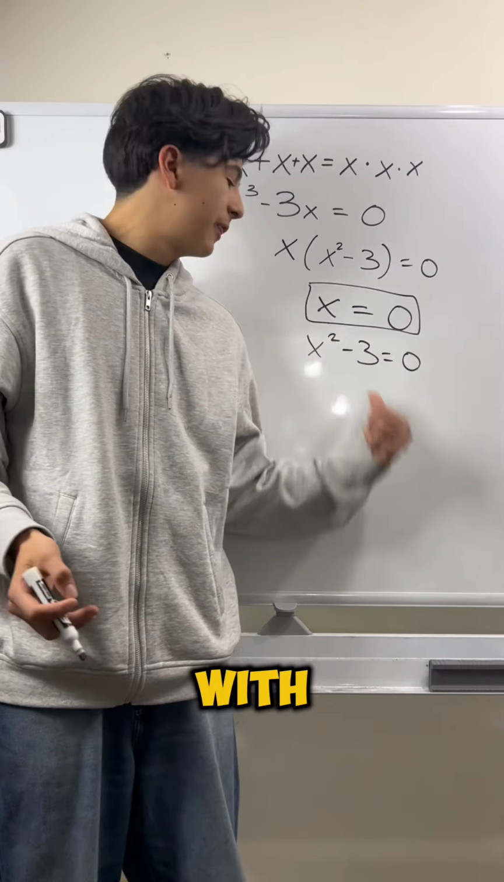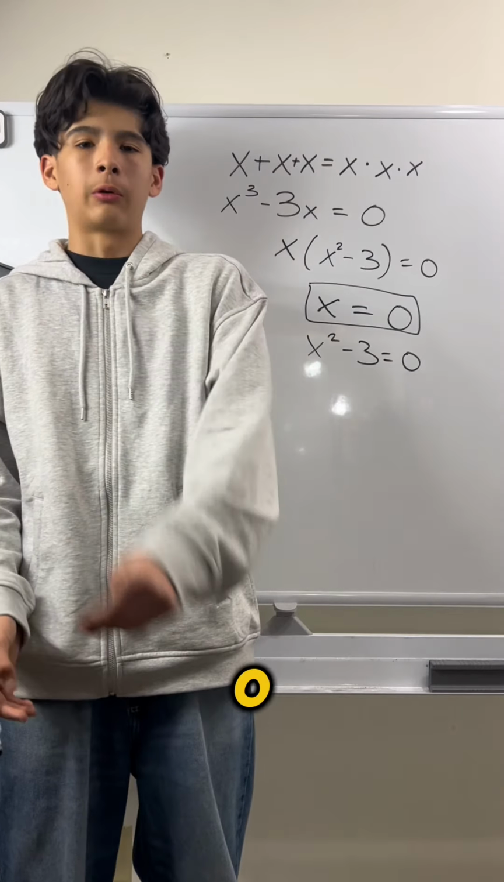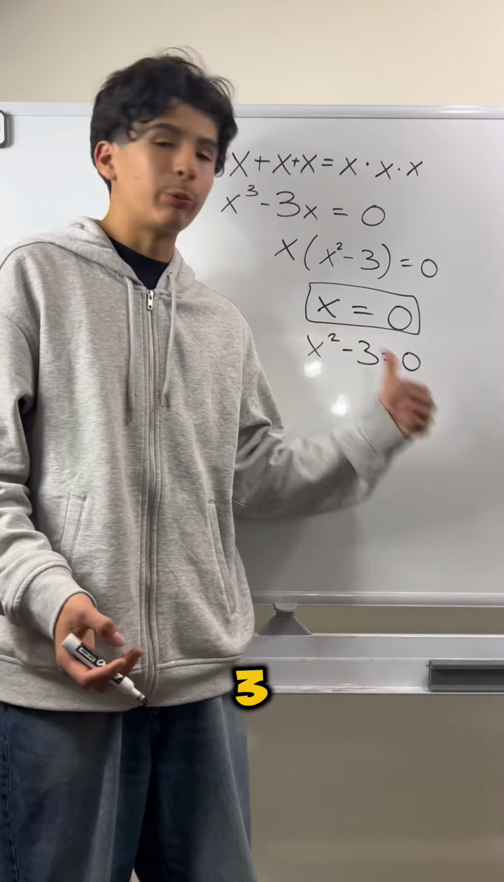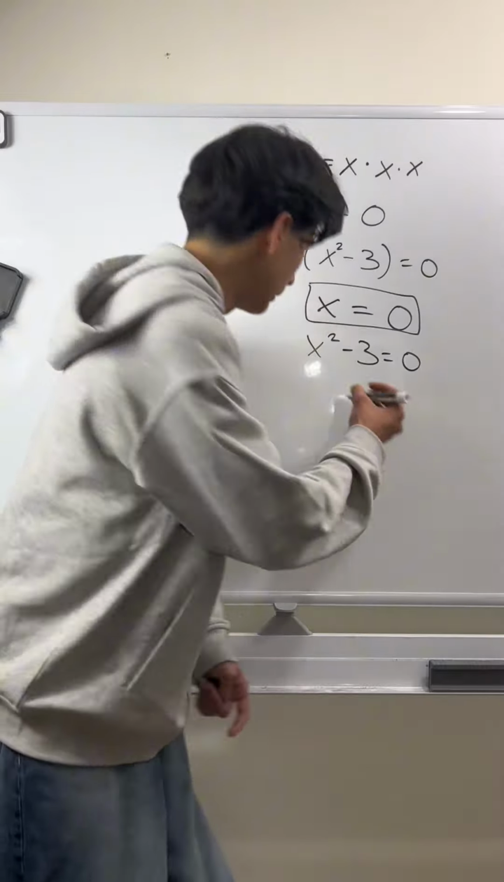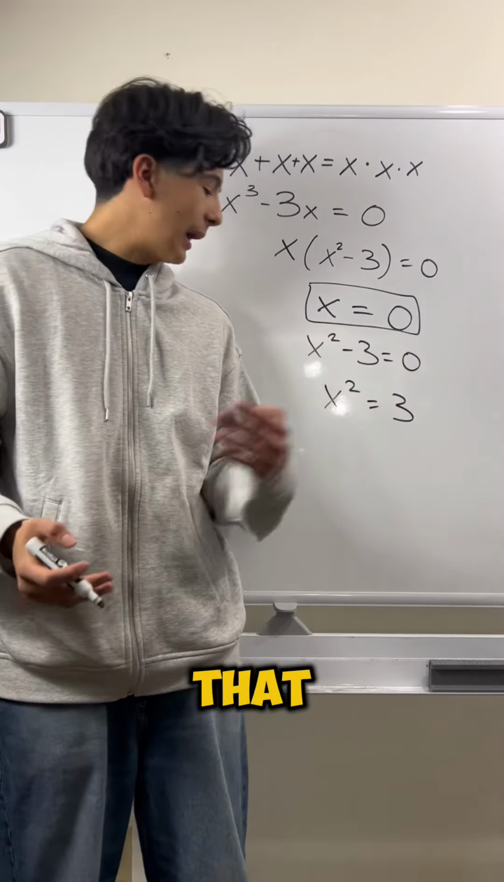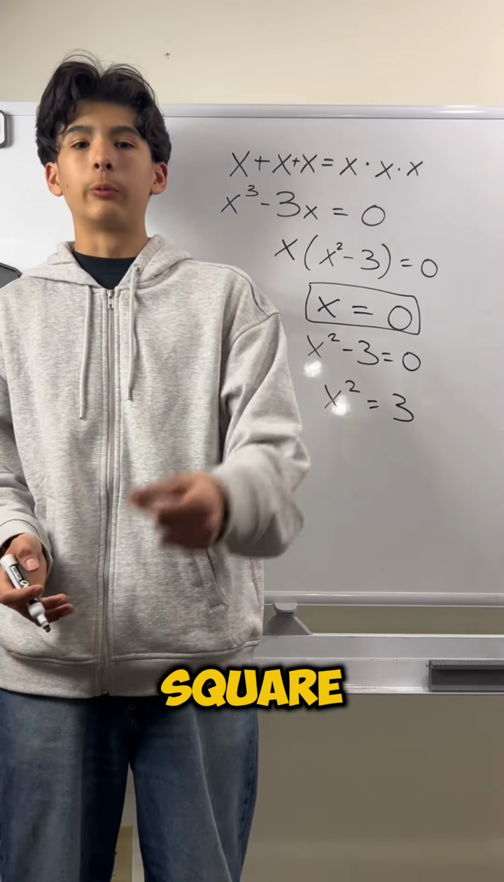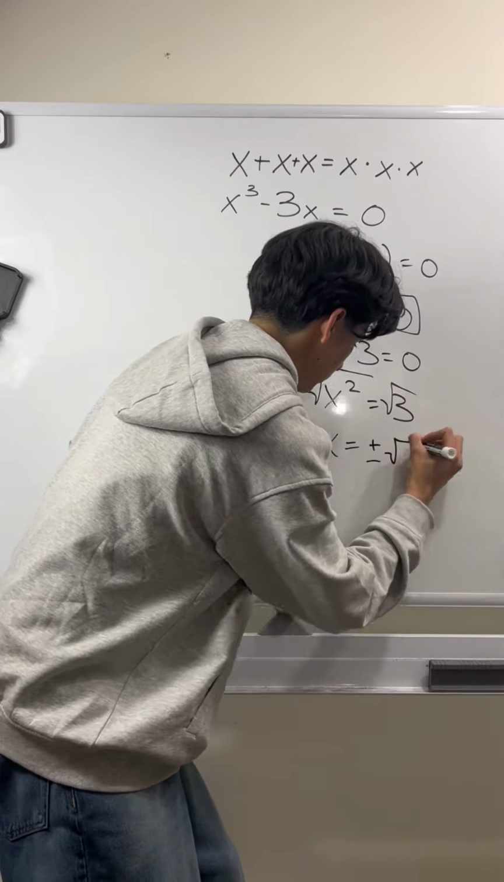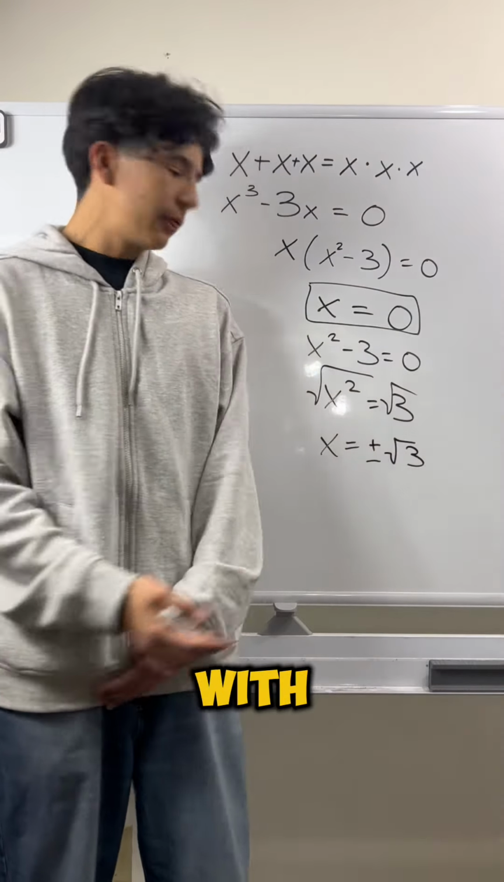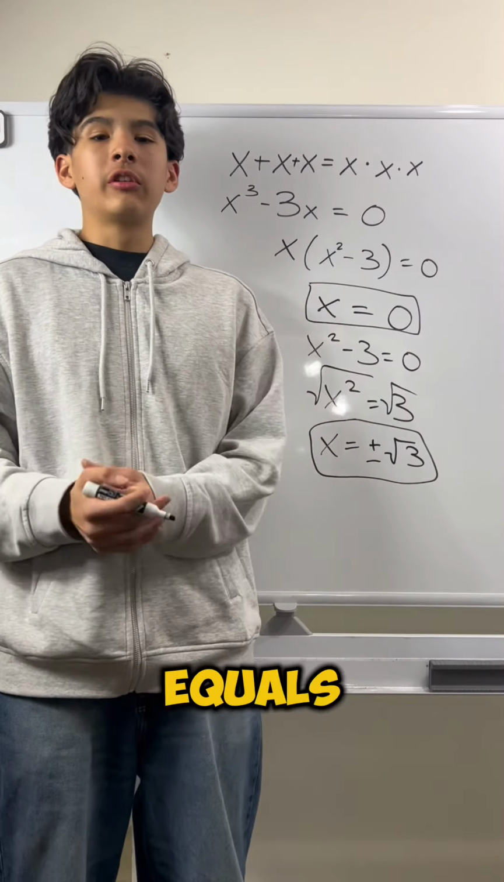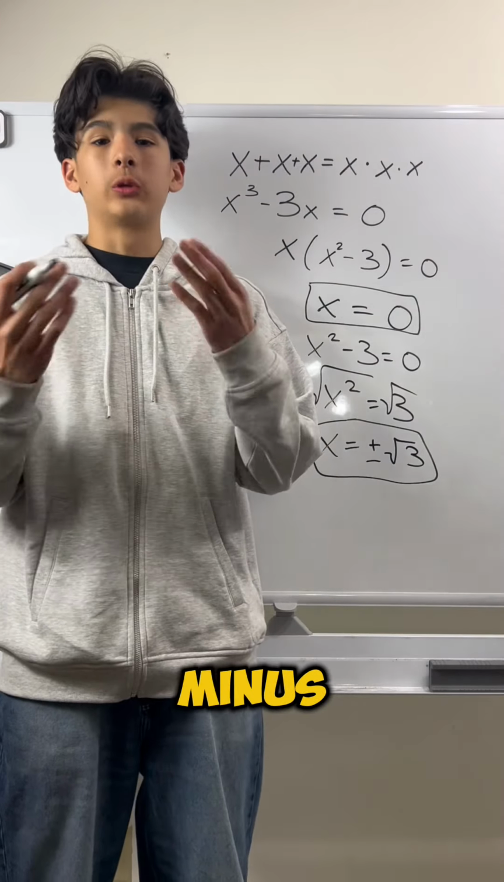Now we're left with this, x squared minus 3 equals 0. I'm going to add 3 to both sides to isolate the x. Now that we have x squared is equal to 3, we could square root both sides. And now we're left with x equals 0 and x equals plus or minus square root of 3.